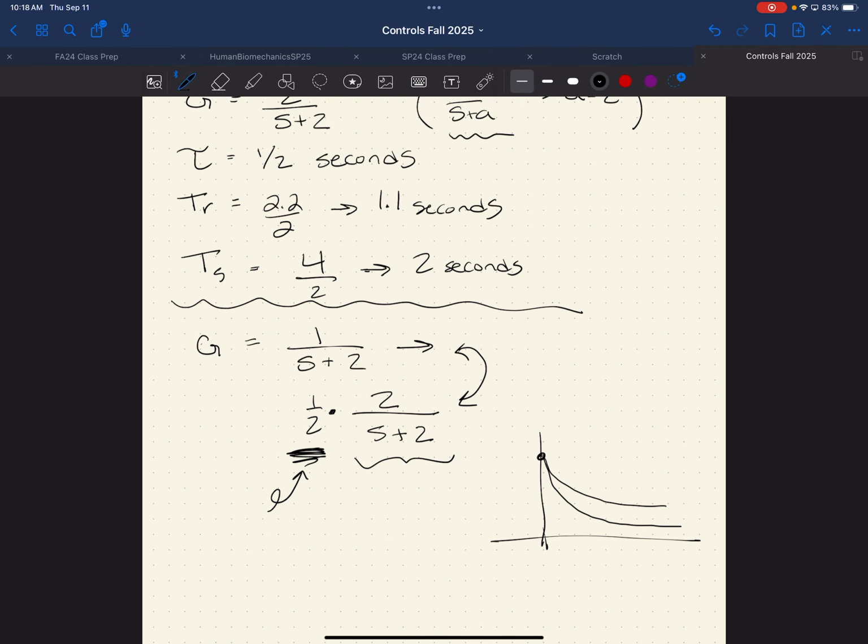I'm just gonna make a note. Doesn't change any time properties.